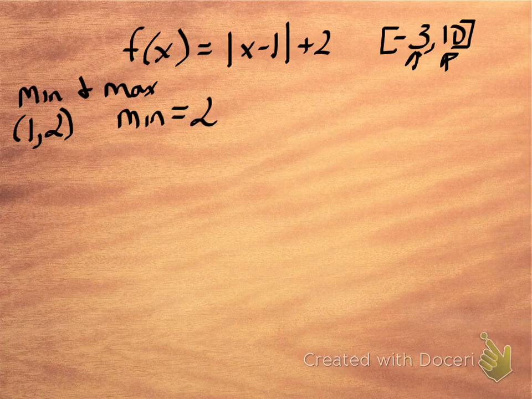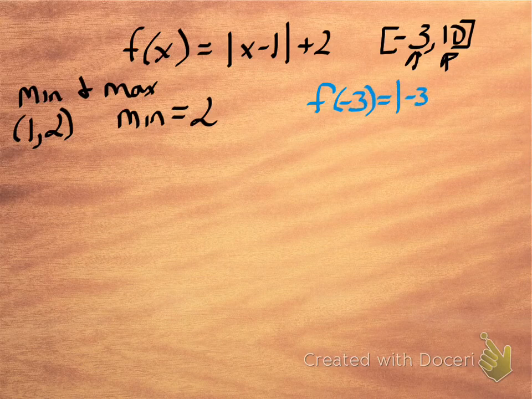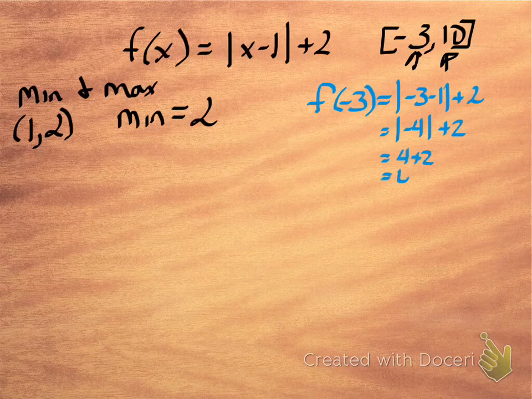And maximum, I'm going to try out both those values. And so I'm going to check out what is f of negative 3. It's the absolute value of negative 3 minus 1, plus 2. So the absolute value of negative 3 minus 1, so that's going to be negative 4 plus 2. So the absolute value of negative 4 is 4, which is 6.